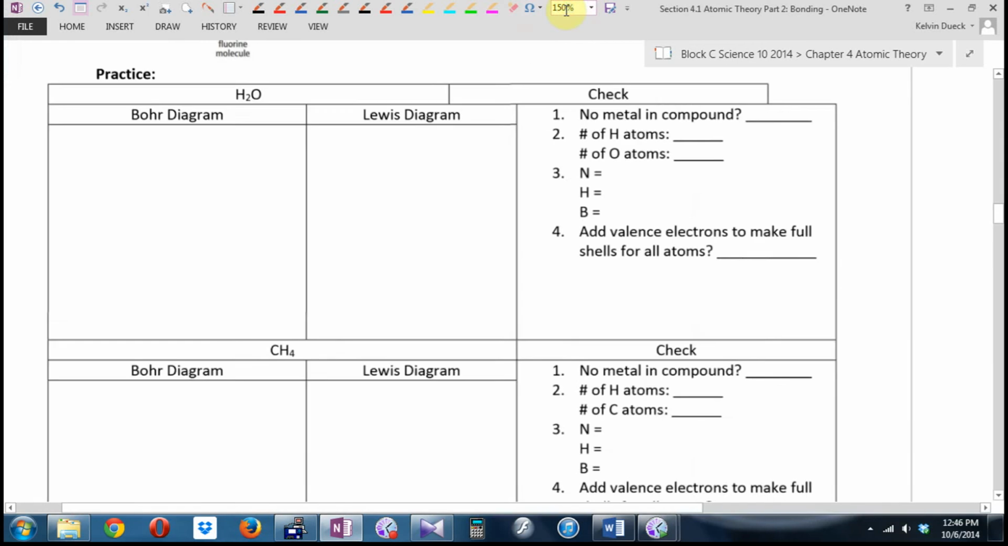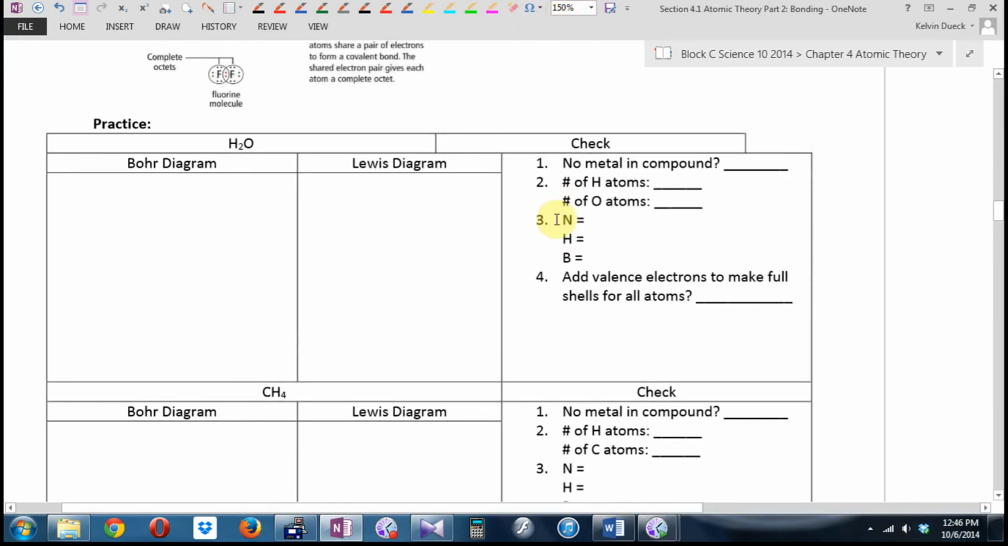Practice. I think I did a checklist as well. Yes? H2O, water. Okay. I see hydrogen and I see oxygen. Are any of those metals? What that means is this is covalent. How many hydrogen atoms are there? 2. How many oxygen atoms are there? Ignore the formula. Which one am I going to put in the middle?